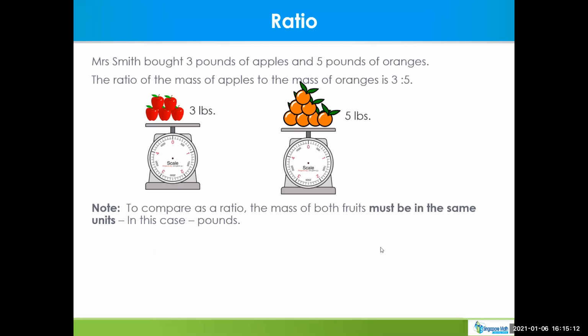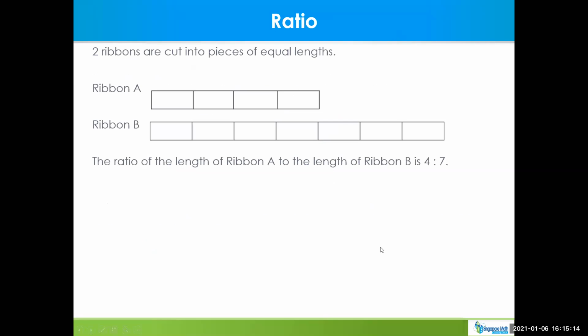So let's continue now. Two ribbons are cut into pieces of equal length. They do not tell you the exact length, but you can see the quantities here. Ribbon A is 4 units and ribbon B is 7 units. So it's 4:7.